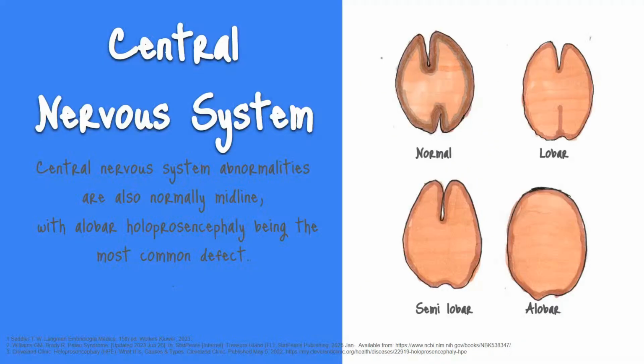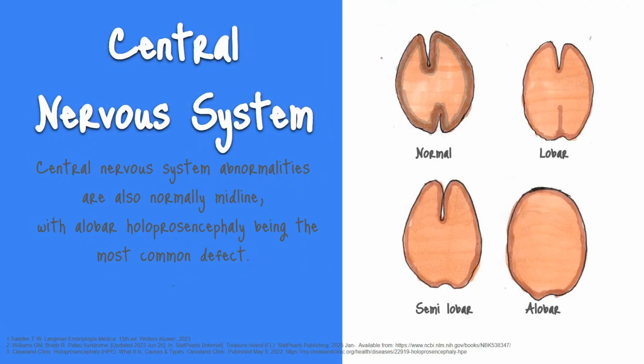Central nervous system. The central nervous system abnormalities are also normally midline, with holoprosencephaly being the most common defect. This is the one. Holoprosencephaly is when the forebrain fails to divide into two hemispheres. It can be lobar, semilobar, and alobar.